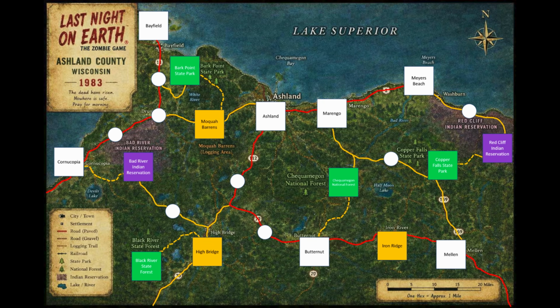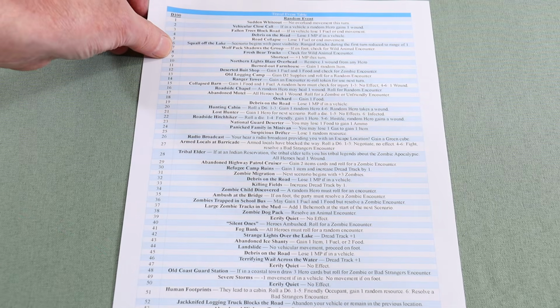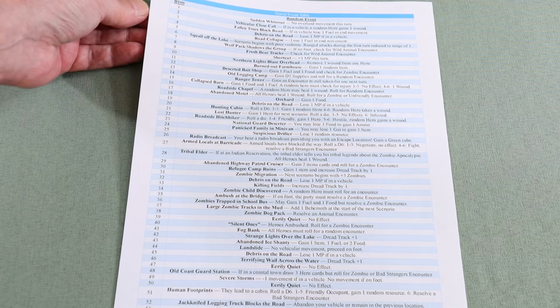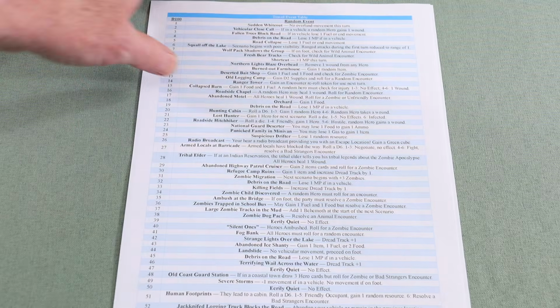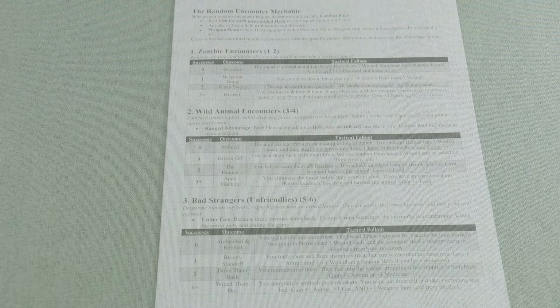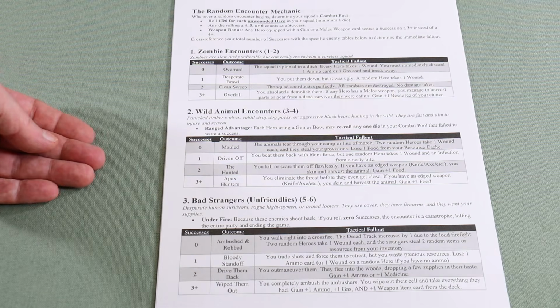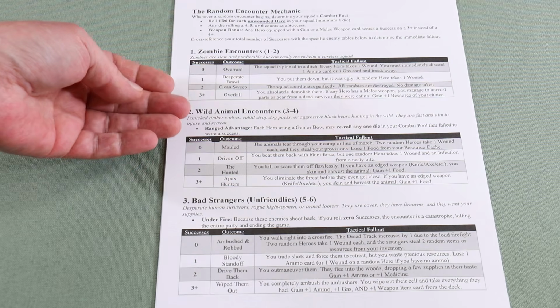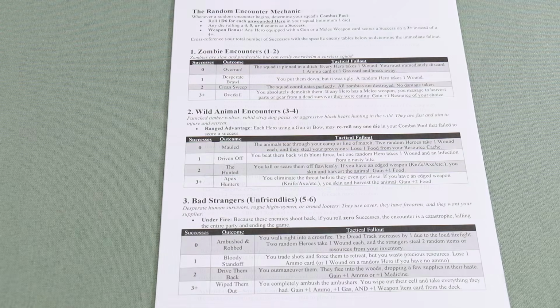Once we decide on a travel path, we're going to make a roll on this travel events table. This is a D100 table, and it has basic things that you might encounter during the zombie apocalypse. And we would roll on that table and resolve that prior to starting our next scenario. As a part of that travel on the campaign map, it's possible we could have random encounters. And I've divided those into 3 different types: zombie encounters, wild animal encounters, and bad stranger encounters, unfriendlies.